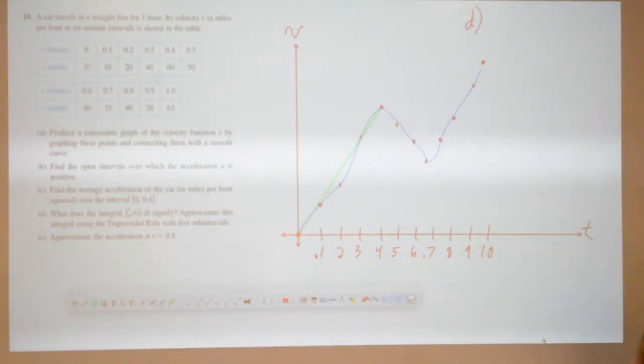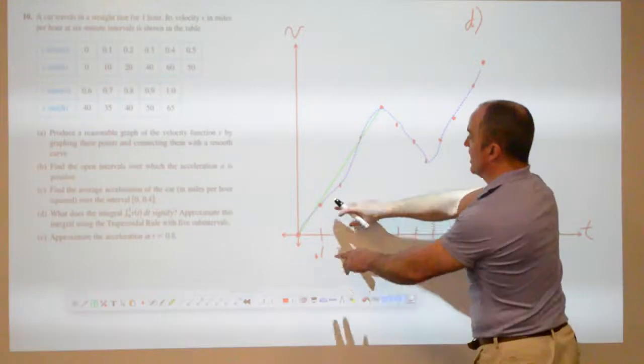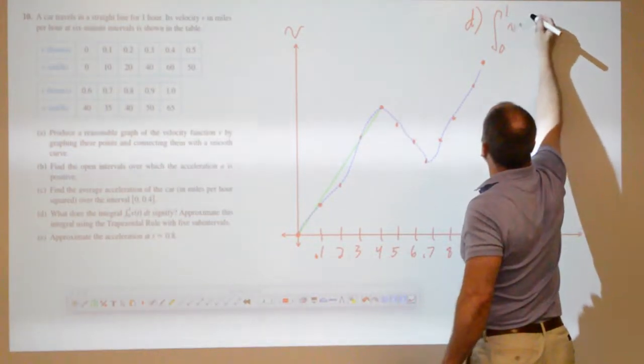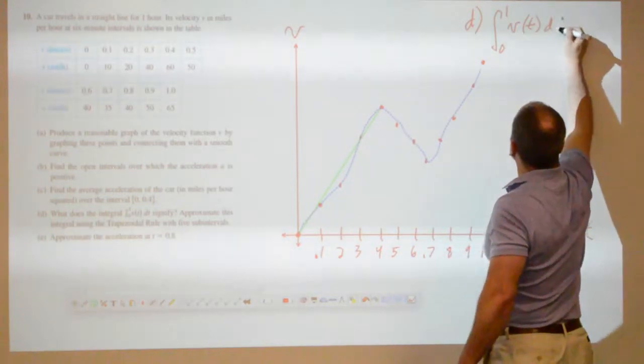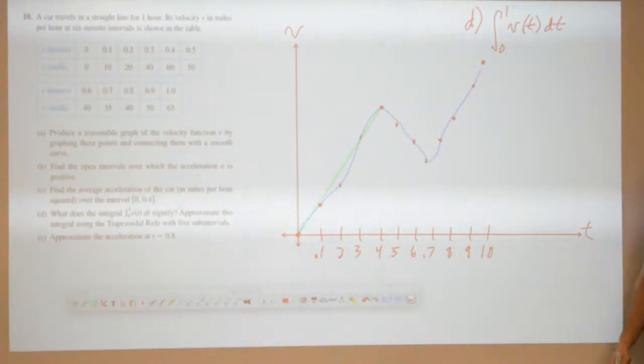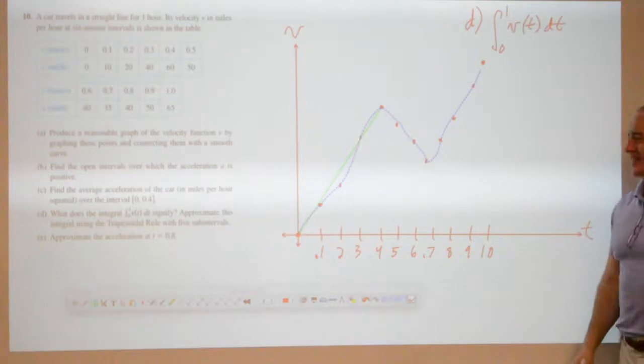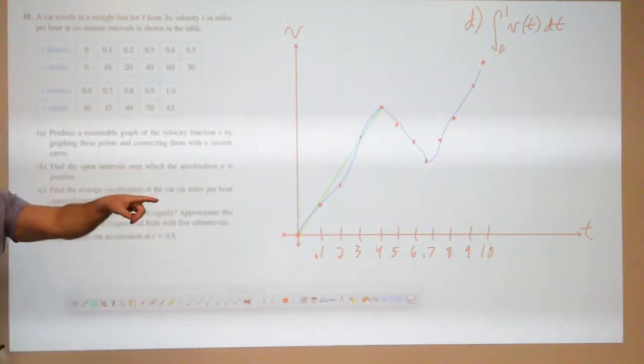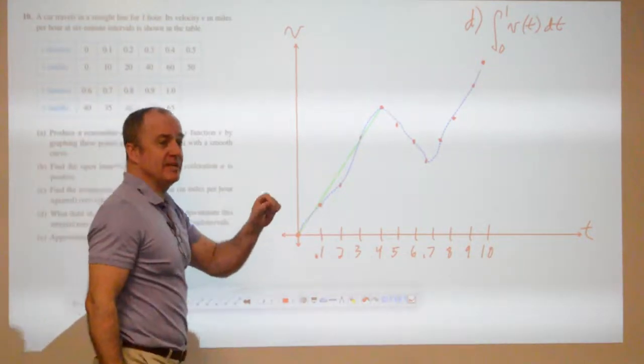All right, what is the integral from 0 to 10 of v of t dt? Okay, this is our velocity graph, right? What does an integral always mean? The antiderivative? No, that's not what this is, you fell for my trick. It's a region. Area of a region. Okay, the integral always means area of a region.